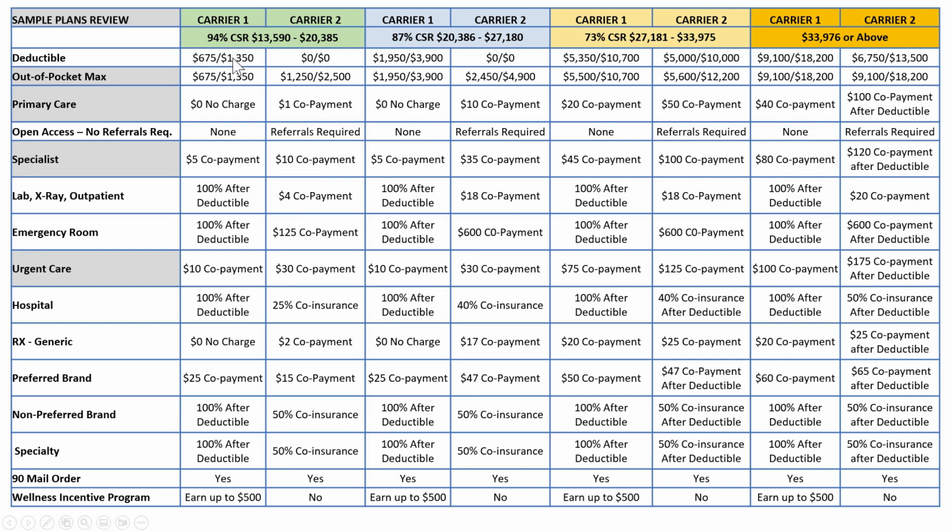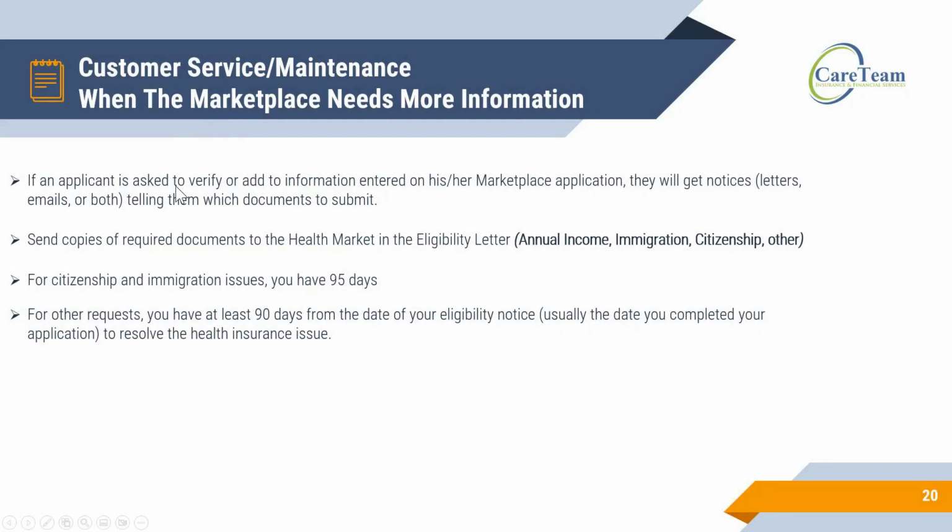So just be comfortable and content to know that, if you're looking at a plan and if it's in a specific metal tier, even though the copays and the deductibles vary, ultimately it's going to boil down to that percentage is going to be what we pay and the percentage that the insurance company pays.